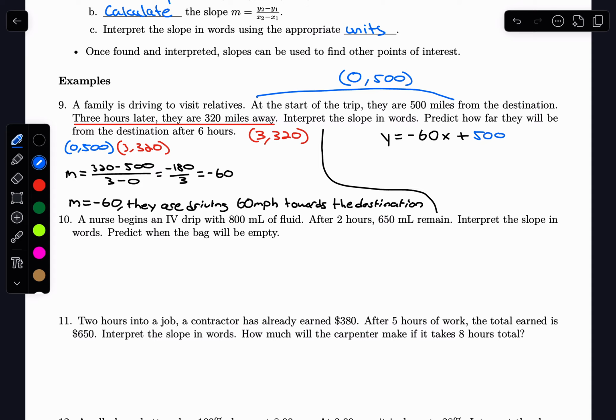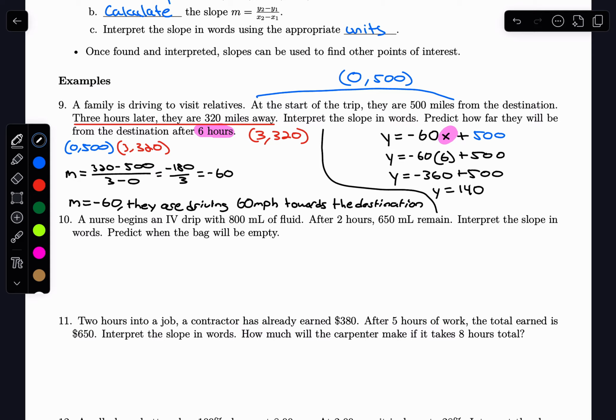So we have an equation of our line, we want to use this to predict how far they will be in 6 hours. So we're going to take this number 6 here and we're going to plug it in for x. Because remember, x represents how many hours it's been. So we are going to have y equals negative 60 times 6 plus 500. This is negative 360 plus 500. And so y is equal to 140.